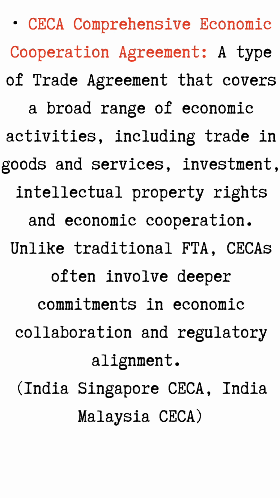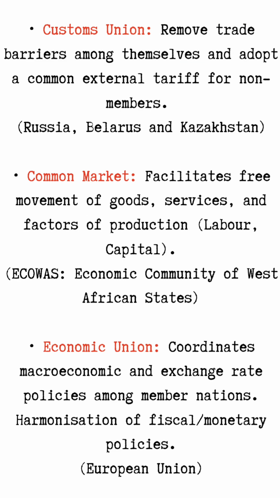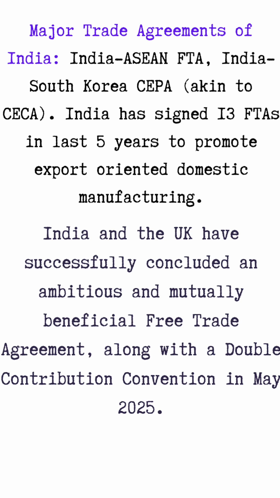A Comprehensive Economic Cooperation Agreement covers a broader scope and includes investment, IPRs and other economic cooperation. In a Customs Union, members impose a common external tariff on non-members. A Common Market allows free flow of factors of production such as labor, capital and technology also in current times. An Economic Union allows harmonization of fiscal and monetary policy, for example, the European Union.